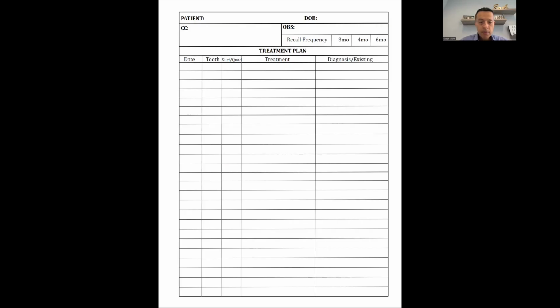All right, so we're going to be talking about the diagnosis and treatment plan sheet. This is the sheet that we use. This is the paper that we use when we want to communicate our findings and our treatment recommendations to the people in the front desk so that they can start entering the treatment plan in the system.